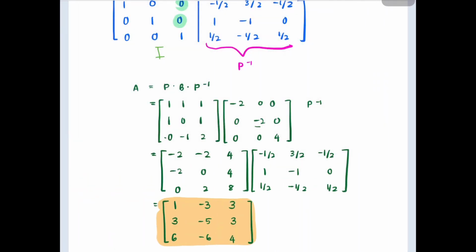So now let us take the equation just now and then put in P from the question, B from the question, and P inverse from what we have found just now. And then multiply them up, and then finally you will get answer A. So this is your final answer. Now let's see question 2.